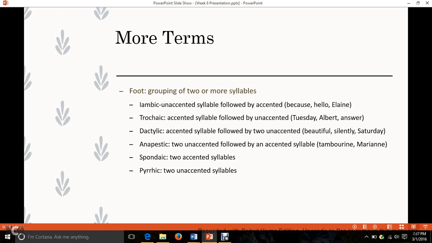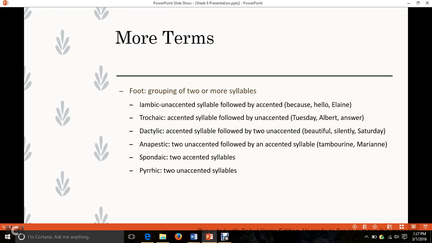Trochaic is an accented syllable followed by an unaccented syllable. So it's the opposite: Tuesday, Albert, answer. Notice the first syllable is accented. Tuesday, Albert, answer. It's a little slower sounding to me than an iambic meter.